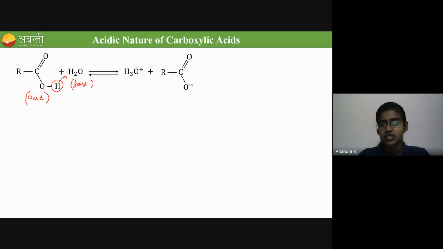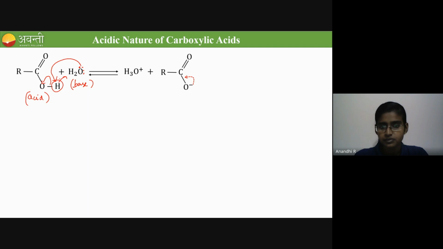So here you see the carboxylic acid has donated its H plus to the H2O, which is a base. Or we can say this base has accepted this hydrogen so that the electrons are shifted to oxygen. You can tell it in either of the ways. So acids are proton donors and bases are proton acceptors.